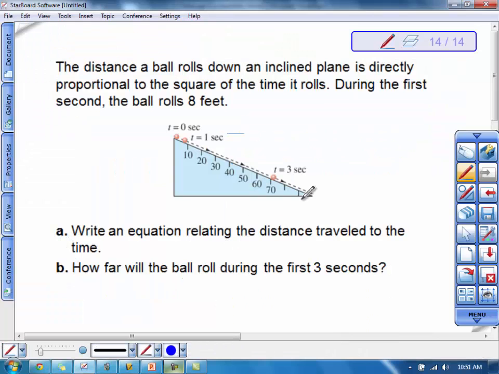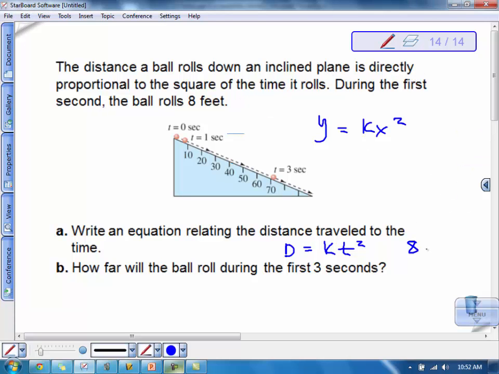Okay, so the distance the ball rolls down the ramp, this is like y equals kx squared. So we're going to use d for distance equals k x squared, where x is going to be time. So I'll just use t squared. So t for time, d for distance. So they give us 1 point then. They say in the first second it rolls 8 feet. So I'm going to plug in 8 for distance, and I'm plugging in 1 for time. And that just gives me k equals 8. So my equation becomes d equals 8t squared.